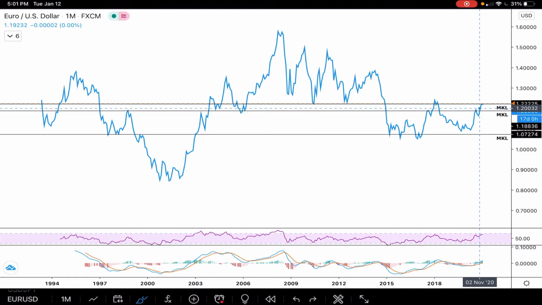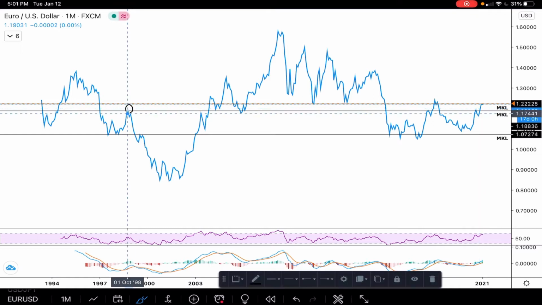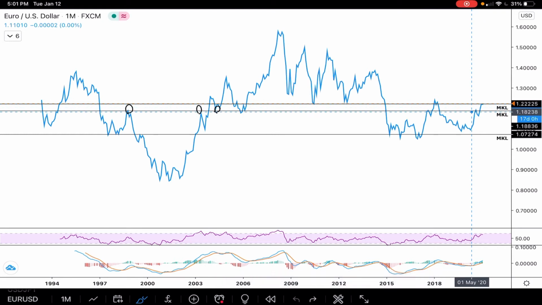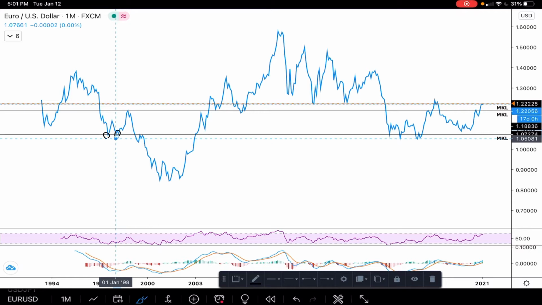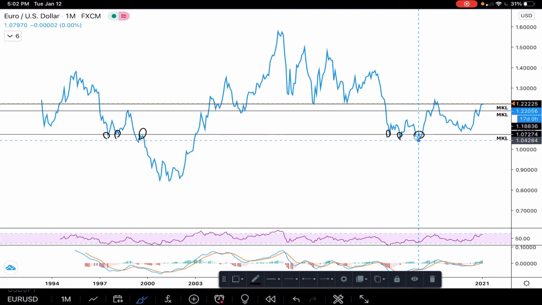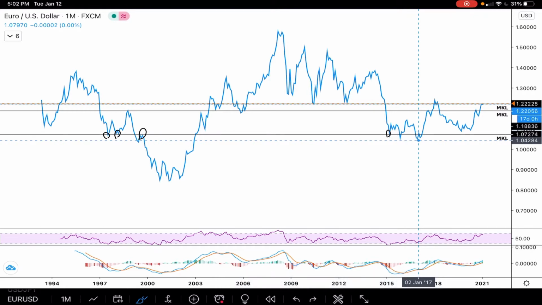The second one, I see resistance right here, resistance right here, support, an overlap of support right here, resistance, resistance. Right here, at the very last one at the bottom, I see support, support, resistance, overlap of resistance, overlap of resistance, overlap of resistance, and that's it for right there.